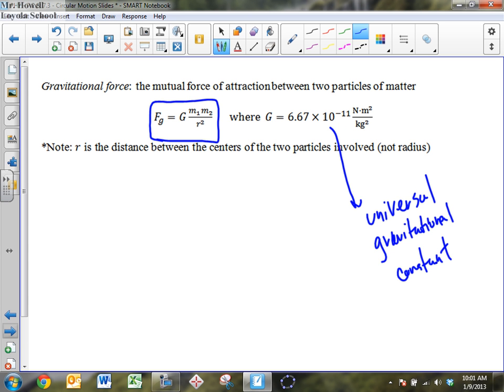The force is so little that it's negligible. You don't notice it. Okay? You really don't notice it.